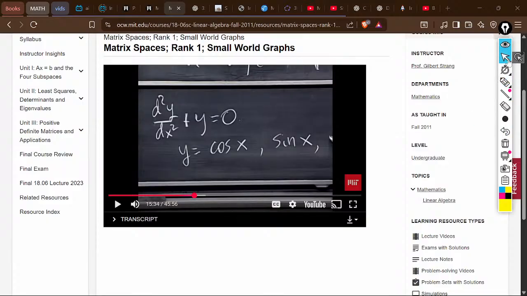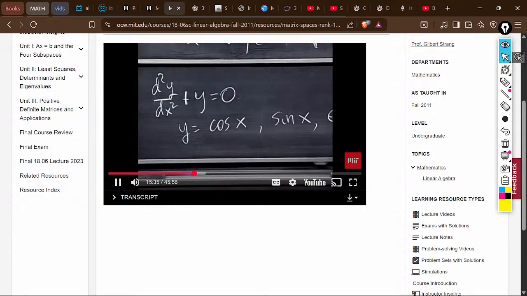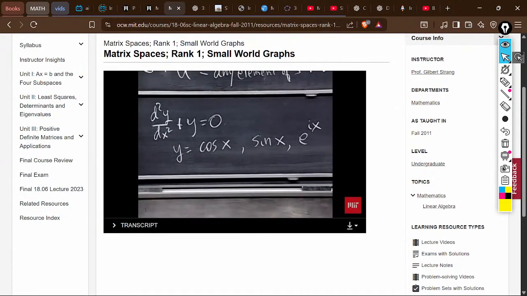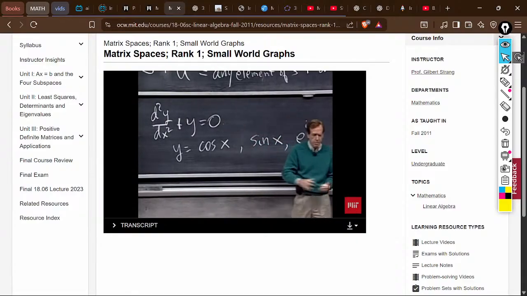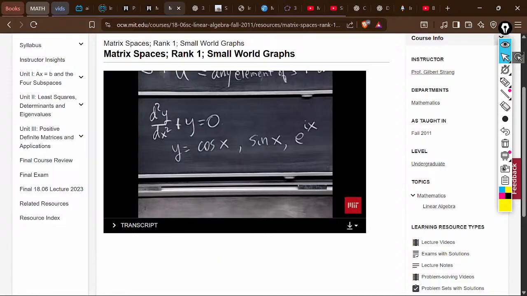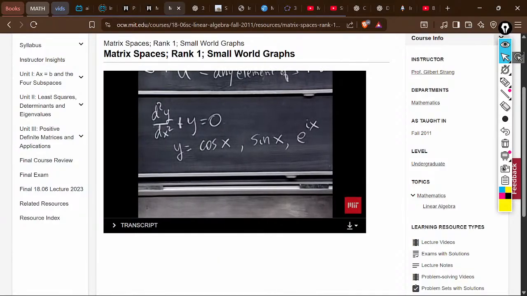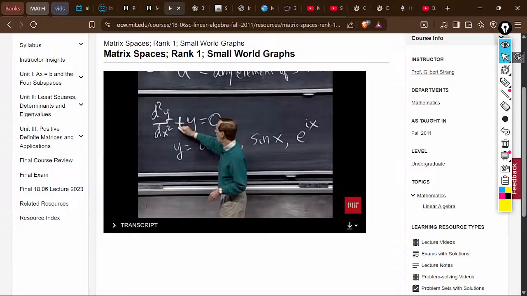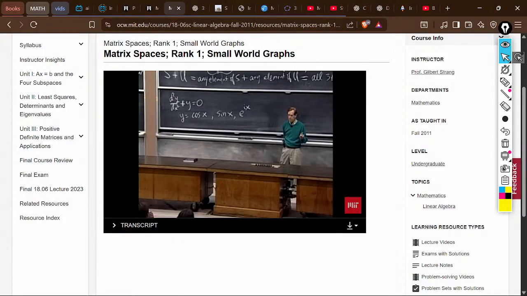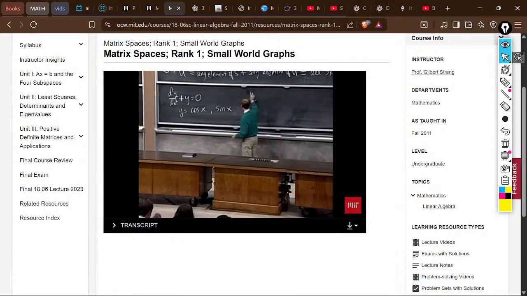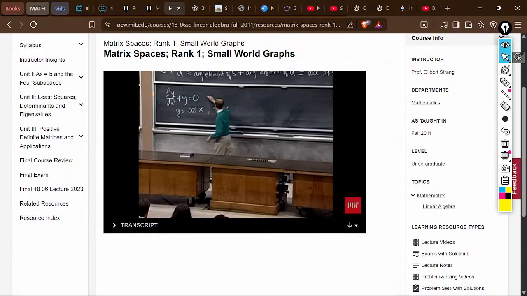e to the ix is a solution if you allow me to put that in. But why should I put that in? It's already there. You see, I'm really looking at the null space. I'm looking at the null space of a differential equation. That's the solution space. So the equation is y double prime plus y equals 0. Cosine is a solution, sine is a solution. Now tell me all the solutions. So I don't need e to the ix. Forget that. What are all the complete solutions?